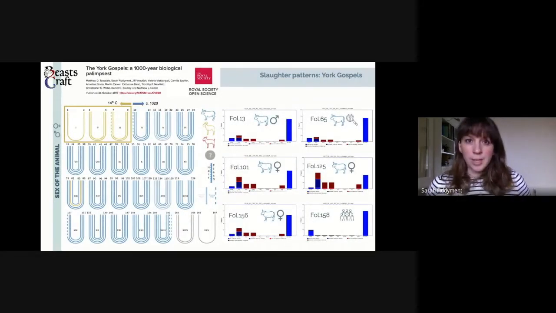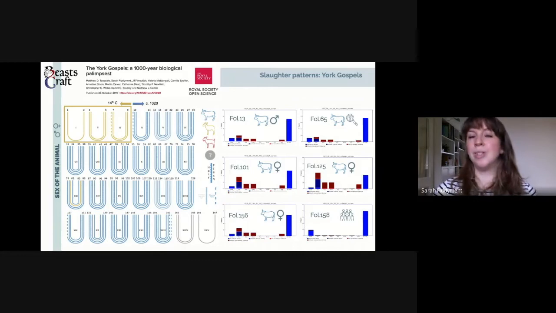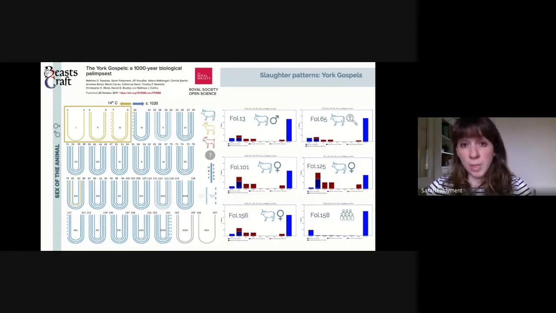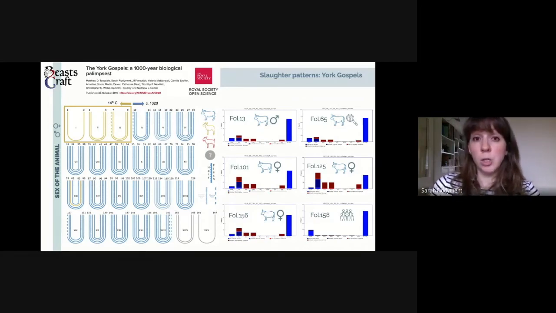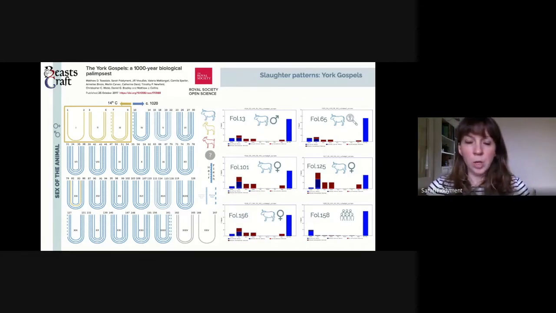Moving on to the sex of the animal, this is an example that we published a few years ago as well on the York Gospels, which we were very kindly given access to. Again, we did the protein analysis of the entire book, and you can see that the majority is of calf parchment, bar one folio of sheep. But what was interesting is we then took a subsection and selected 8 folios to do a DNA analysis on. And what you can see here are the results that we got.